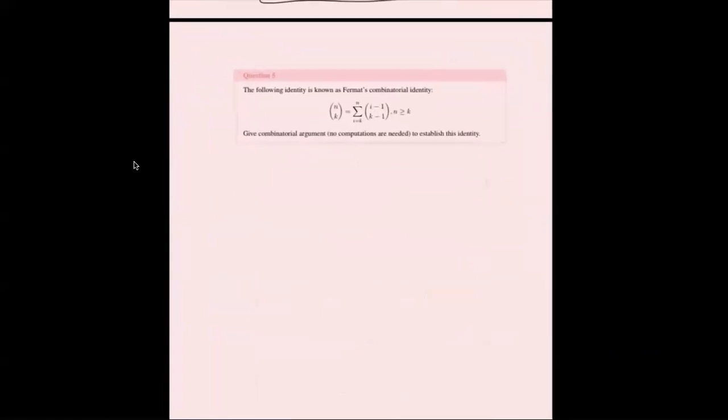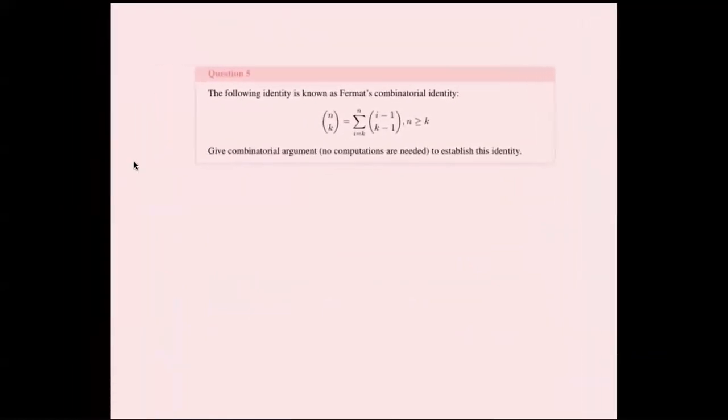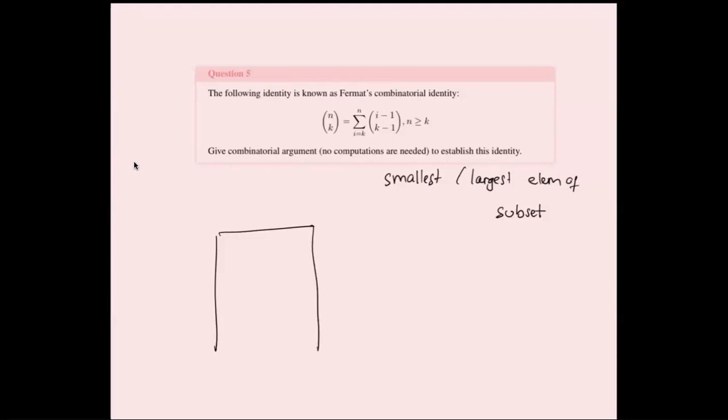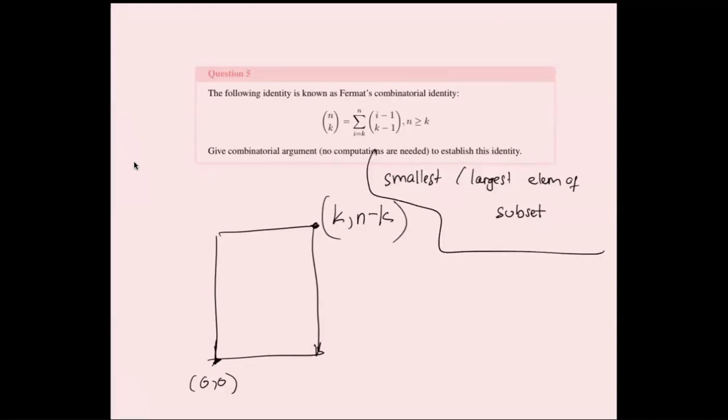And for the last question, I will not go over it, but I will give you some hints. You can consider partitioning by the smallest or the largest element of the subset. Or if you want to do the lattice path again, you can consider the number of ways that you can go from 0, 0 up to the point k, n minus k. So there are again two approaches for this problem.